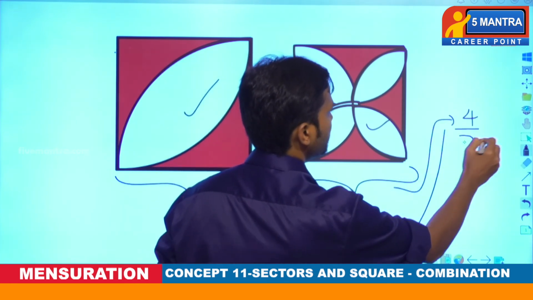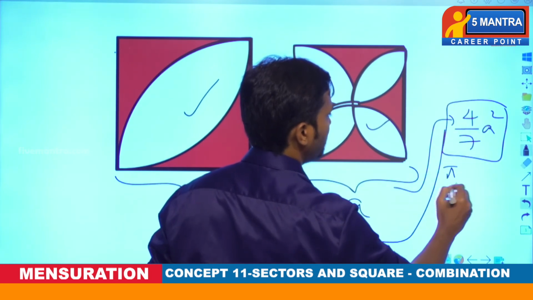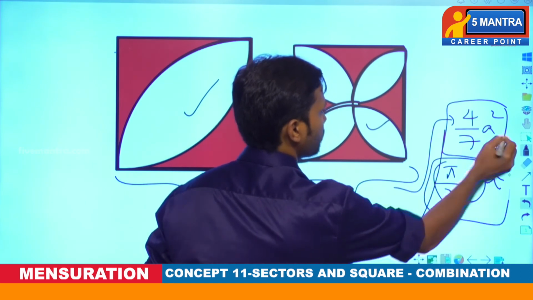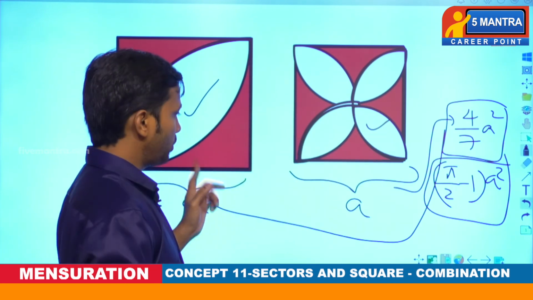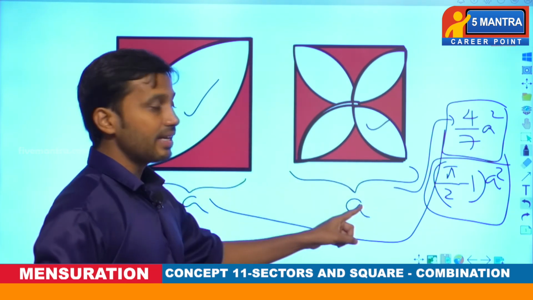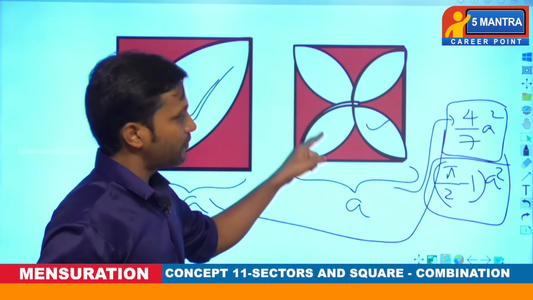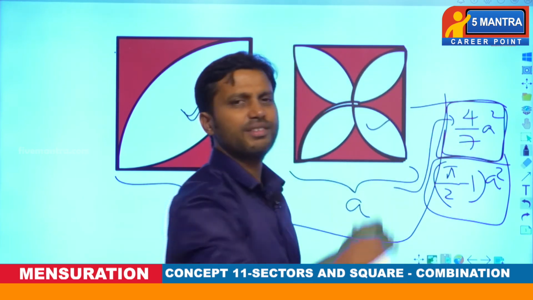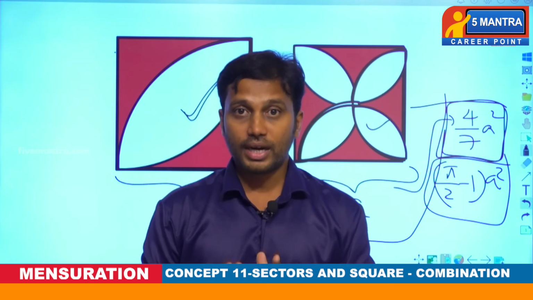That would be your 4 by 7 A square. In terms of pi, if you want to represent, that would be pi by 2 minus 1 A square. Clear? So that means in this case or in this case, both are squares and sides are A, then this leaf shape area, white color, or this flower shape area, both are representing 4 by 7 A square. That's it, final shortcut. I think you would have understood this.